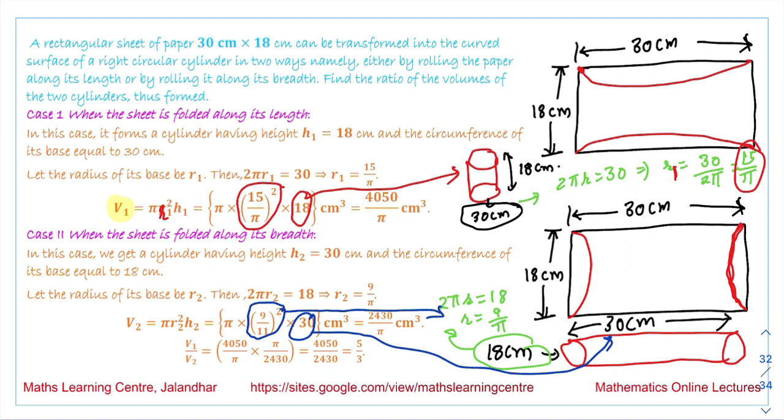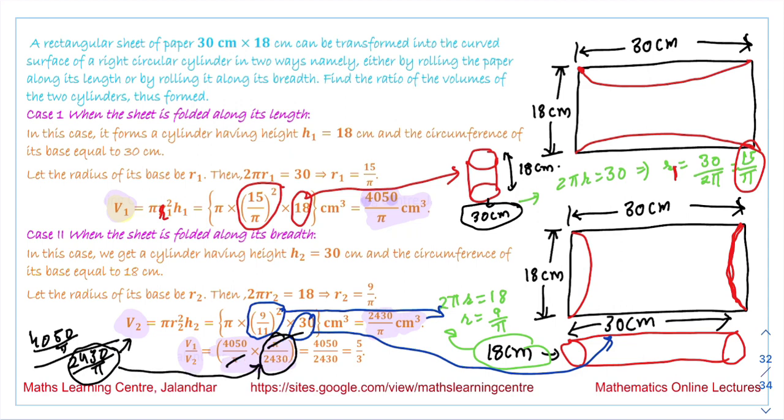In both these cases we get the answers: 4050 by pi centimeter cube in the first case, and 2430 by pi centimeter cube in the second. So we have to find the ratio of these two values, volume 1 and volume 2. So V1 by V2, we divide these two values. It is 4050 by pi upon 2430 by pi. The term in the denominator gets inverted, so this pi gets cancelled and we are left with 4050 over 2430, and this ratio comes out to be 5 by 3, that is 5 is to 3.